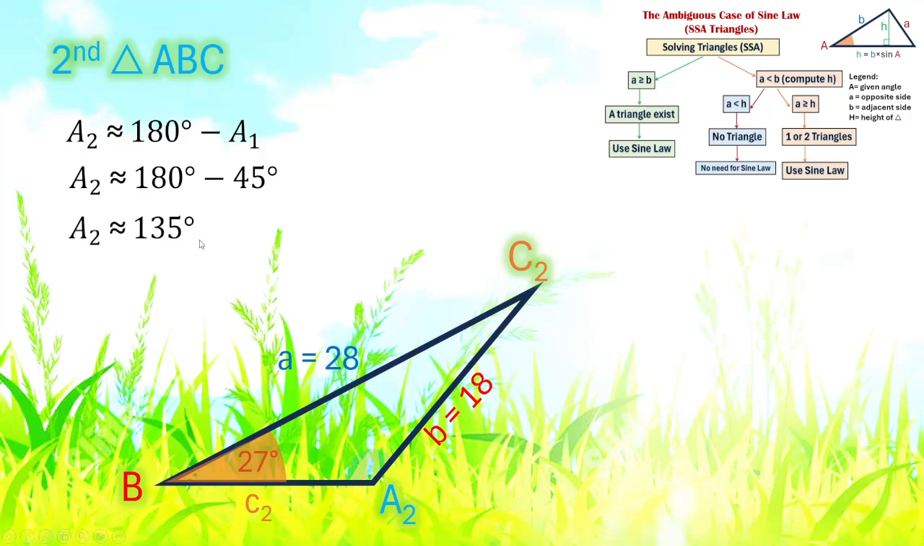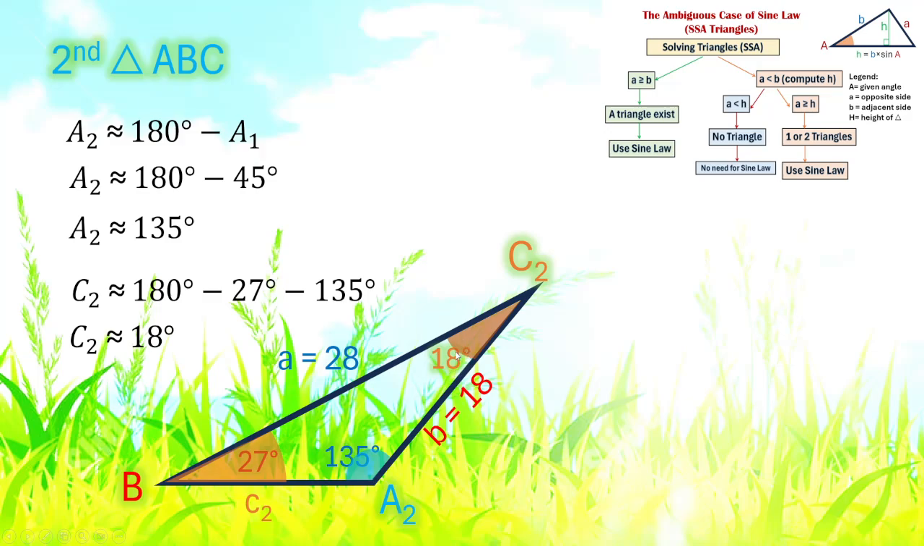Alright, so we have 135. So this is 135. No need for sine law. Just apply supplementary, because A1, the previous A, and the new A are supplementary. So just subtract it from 180 degrees. And that's it. We have now 135. We can now solve for the second C. Again, we just subtract the two, 27 and 135, from 180 degrees, and we get 18 degrees.